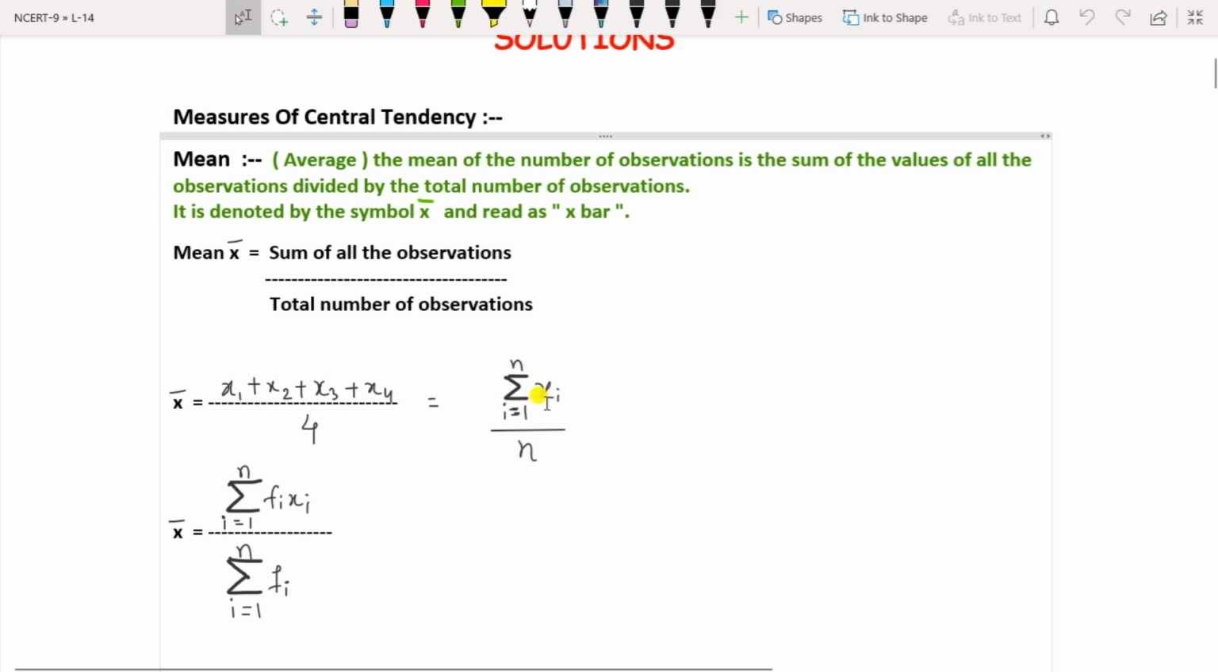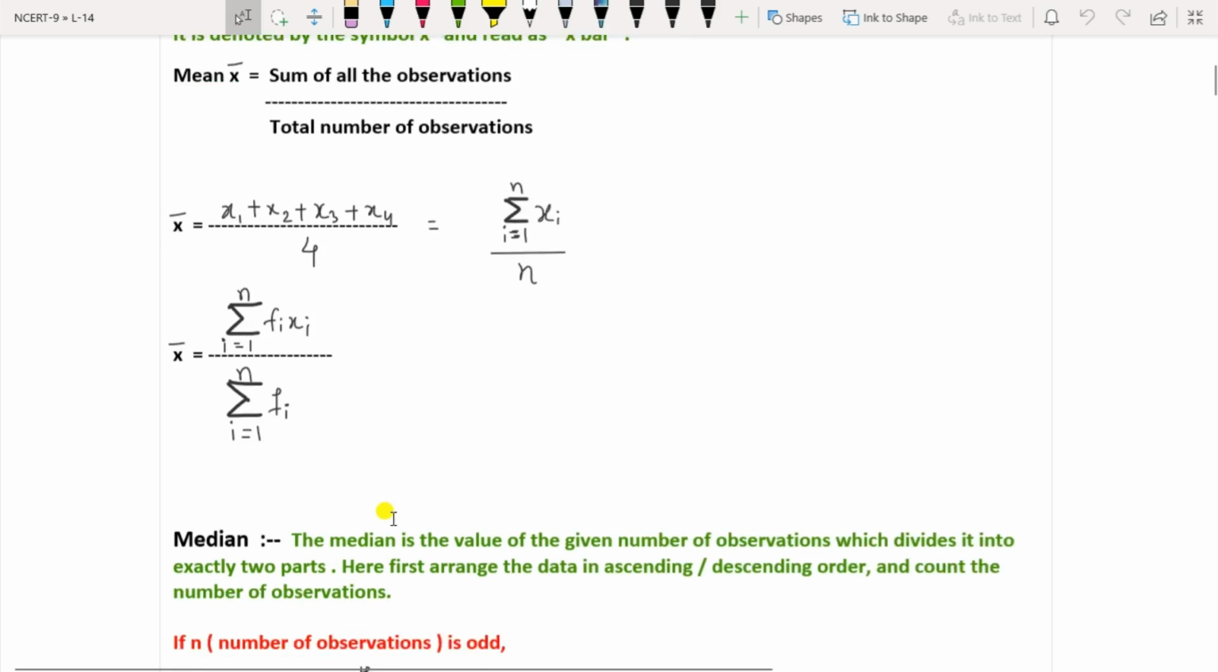Now here only observations have been given. If along with the observation the frequency of those observations is also given, then you have to use this formula, that is sigma i equal to 1 up to n, fi into xi, divided by sigma i equal to 1 to n, fi. So you have to take the addition of all the fi times xi and divide by the addition of all the frequencies here. Okay, that we will see in the exercise. You will get to know it properly.